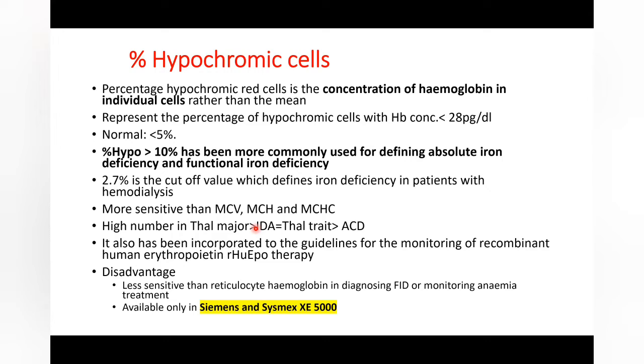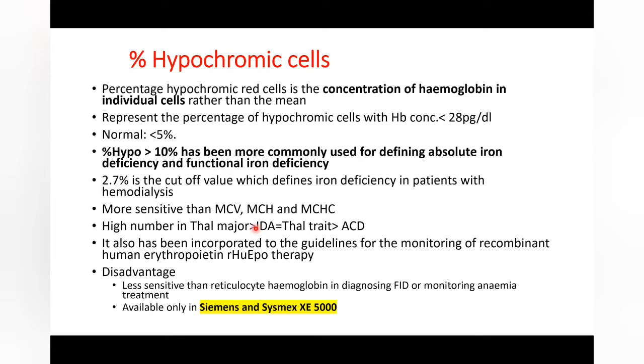If you're talking about the normal percentage of hypochromic cells, they should be actually less than 5% in a normal individual. Whenever the percentage of hypochromic cells becomes more than 10%, this is a very useful parameter for defining iron deficiency. It can be absolute iron deficiency or functional iron deficiency, but it is an iron deficiency. The cutoff has been revised for patients with iron deficiency in hemodialysis. So in patients on hemodialysis, 2.7% is considered as a cutoff.